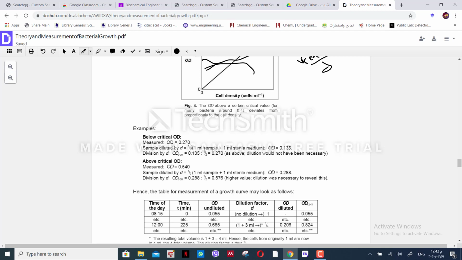Here for an optical density of 0.54, the sample is diluted by 1 over 2, 1 mL sample, 1 mL sterile medium, so the optical density will be 0.288. This will be divided by a half, or multiplied by 2, so it will turn to 0.576, and that means we have to dilute this sample.